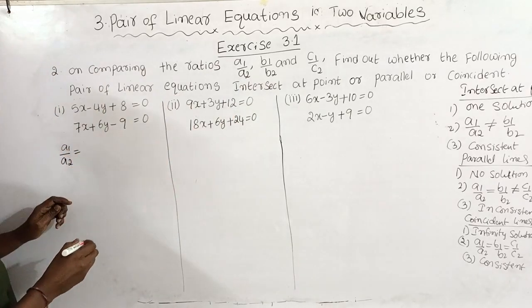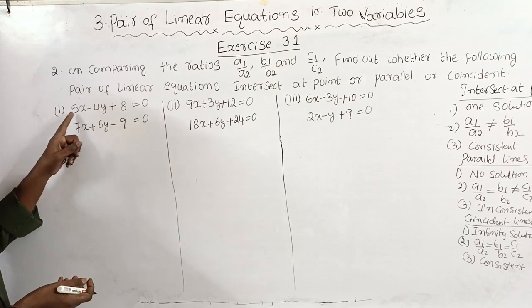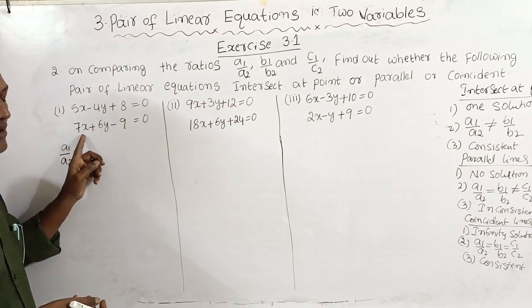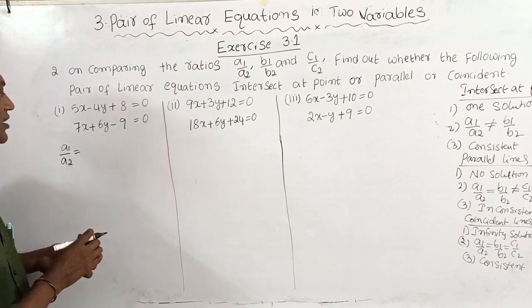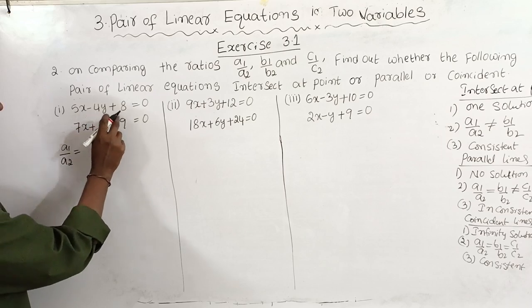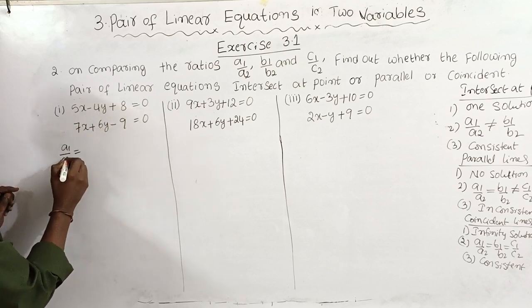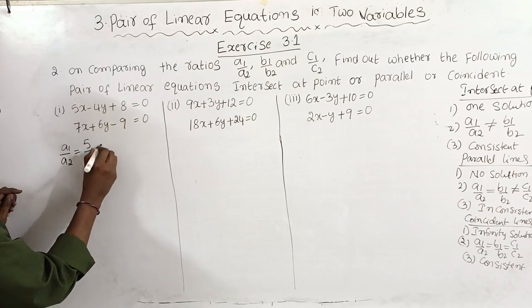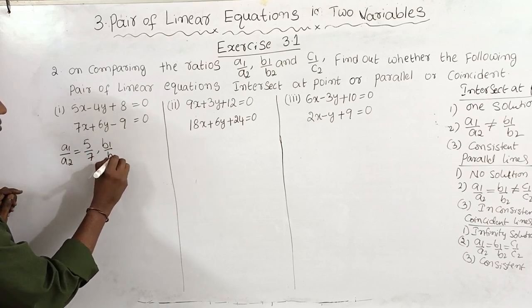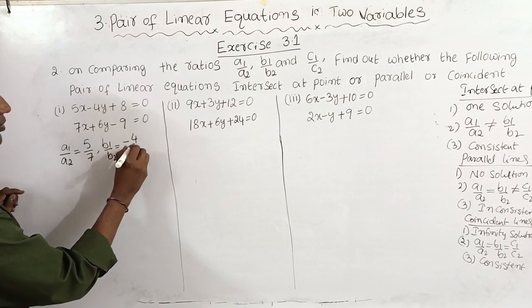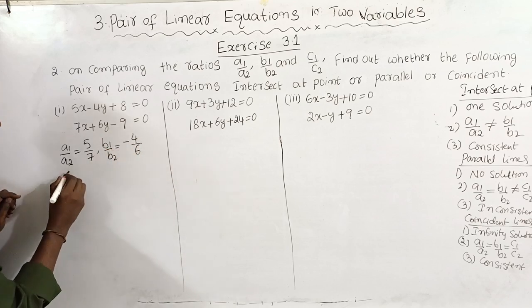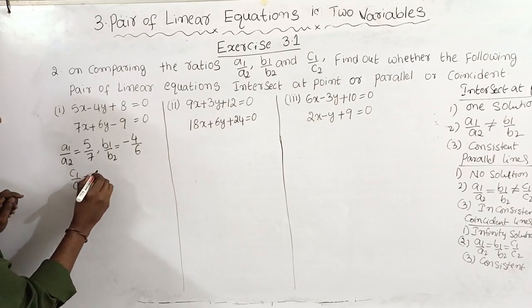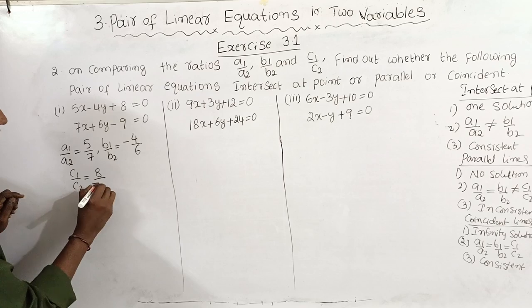See here, this is a1x plus b1y plus c1 for the first equation, and the second equation is a2x plus b2y plus c2 equal to 0. This is a1, this is a2, b1, b2, c1, c2. What is a1 by a2? 5 by 7. b1 by b2 is minus 4 by 6. c1 by c2 is 8 by minus 9.